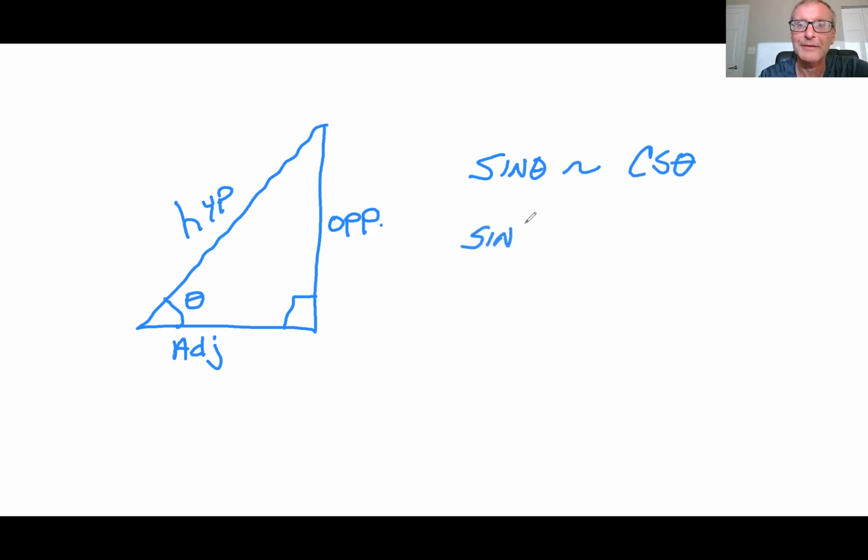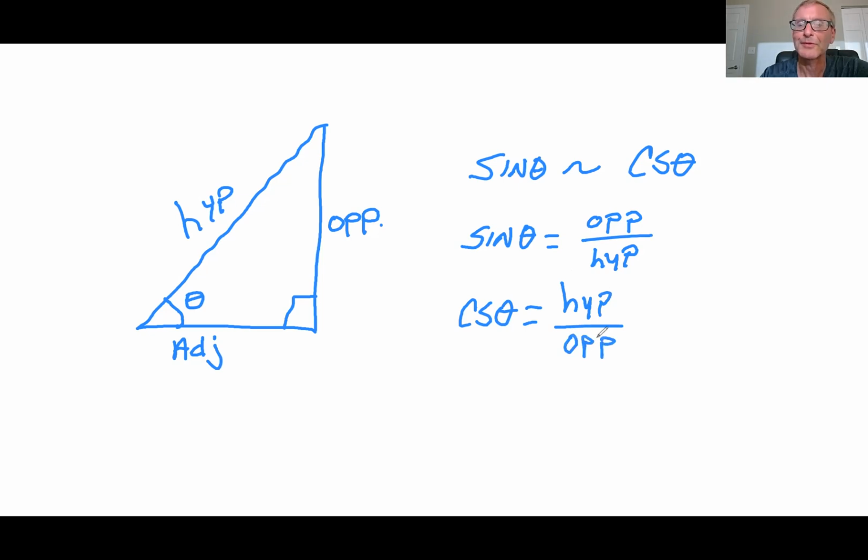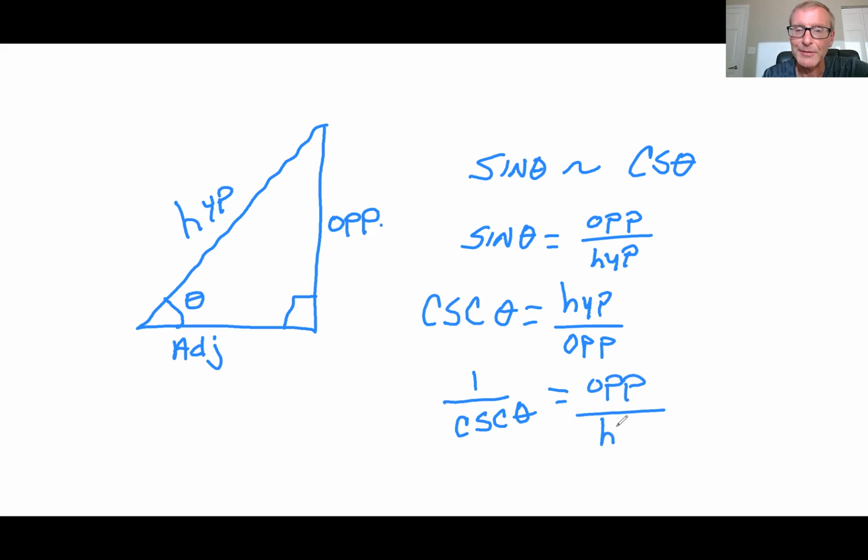So again, we define sine of theta as opposite over hypotenuse. And cosecant is defined as the hypotenuse divided by opposite. So you could see that if I did this, 1 over cosecant of theta, whoops, looks like I forgot one thing here. There we go, cosecant of theta. When you do this, what you do with this fraction is you flip it. So now we bring the opposite on top and the hypotenuse on the bottom. And you can see that equals sine of theta.